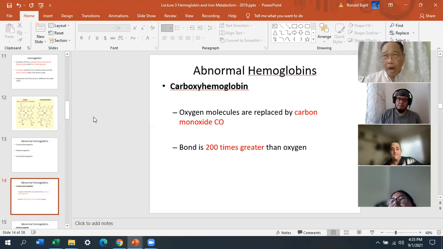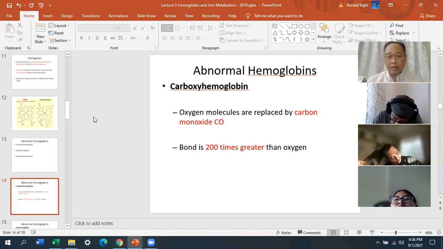So the thing about carbon monoxide, it's a very, very poisonous gas. Oxygen will bind to hemoglobin. However, carbon monoxide will replace oxygen and bind to hemoglobin much more tightly than oxygen. The affinity for carbon monoxide is 200 times greater, so in the presence of carbon monoxide, oxygen will be easily replaced. It's a very toxic poison, and that's carboxyhemoglobin.